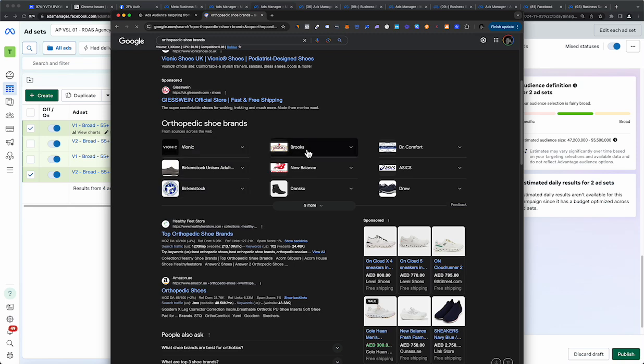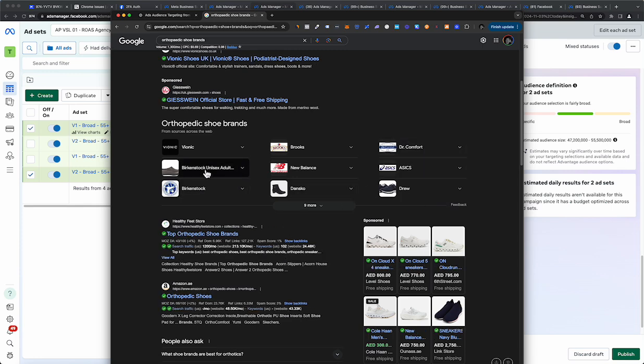So Birkenstock, New Balance, Asics, Dr. Comfort. I imagine New Balance is huge, because it's not just this. This is what I was saying before, right? Shoe brands. I don't know if there's any shoe brands that are specific to neuropathy. There probably is, but it's going to be so tiny, it's not going to make sense, right?